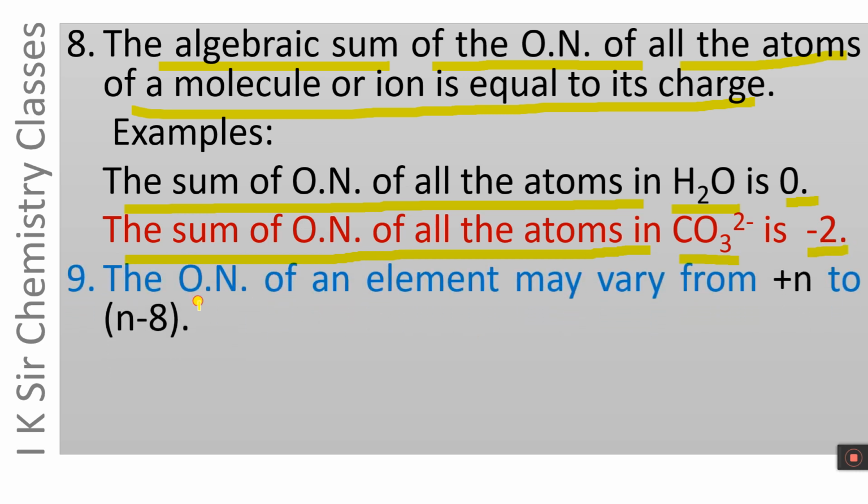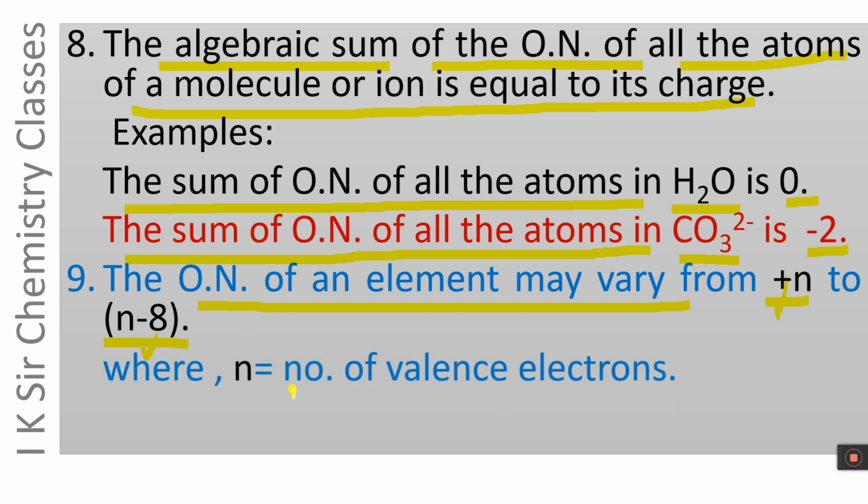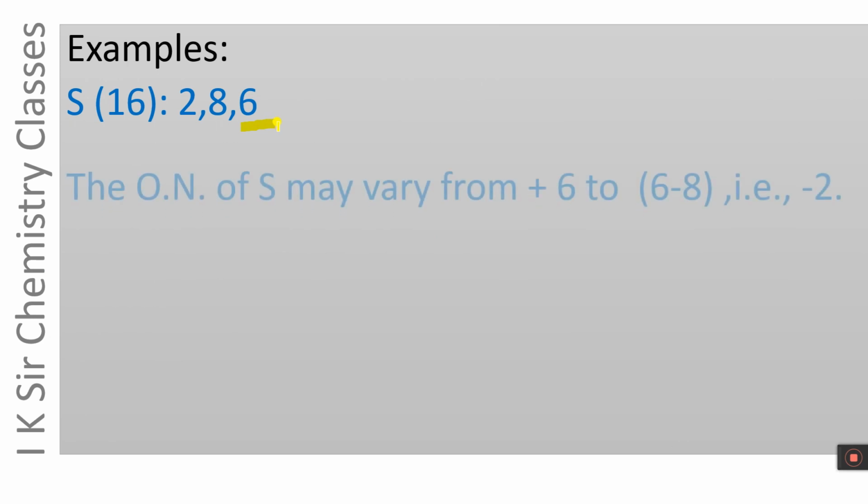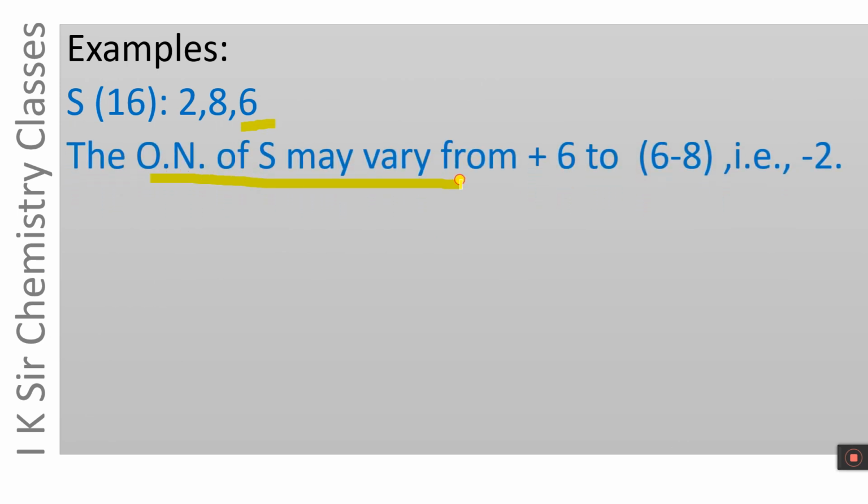The oxidation number of an element may vary from +n to n-8. The maximum oxidation state of an element may be +n and minimum oxidation number of an element may be n-8, where n is number of valence electrons. Let us illustrate it with some examples. Sulfur atom has 6 valence electrons. Therefore, the oxidation number of sulfur may vary from +6 to 6 minus 8, that is -2.